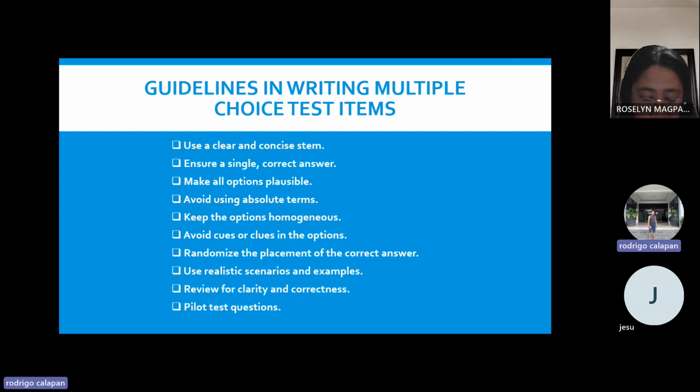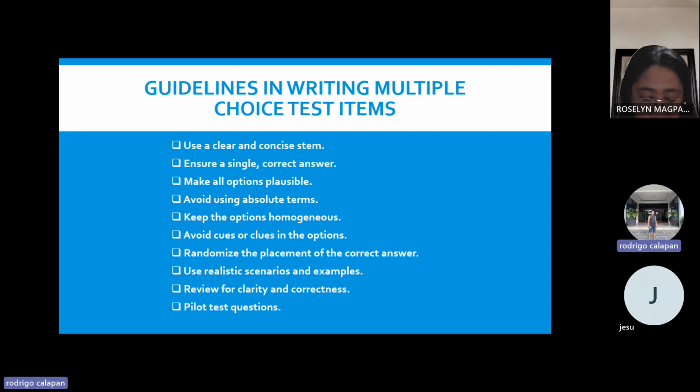Okay? So before finalizing the multiple choice questions, carefully review them for clarity, for correctness, and for grammatical accuracy. We have to ensure that the question is unambiguous and that there are no errors or inconsistencies in the wording. And number 10, we have to pilot test the questions.